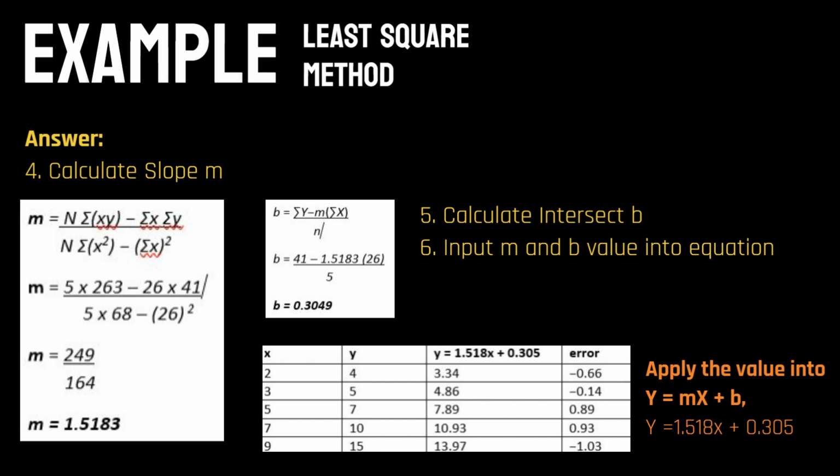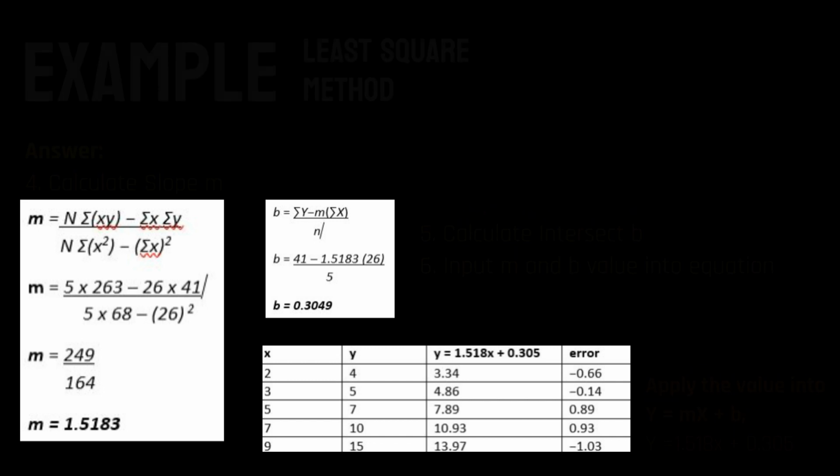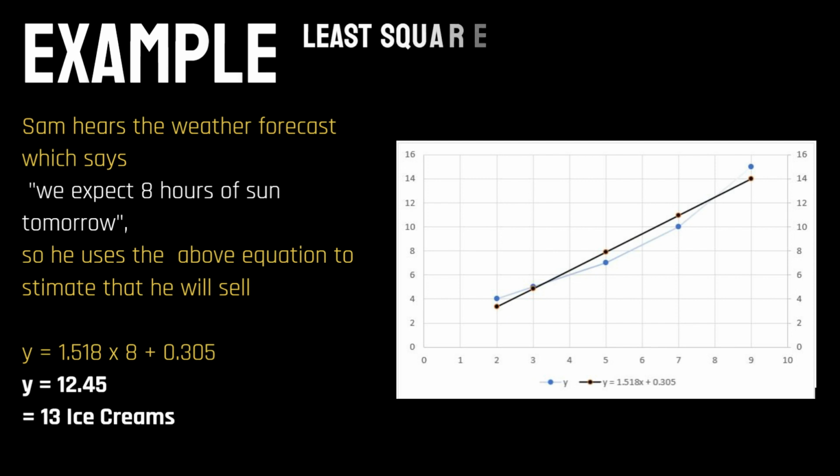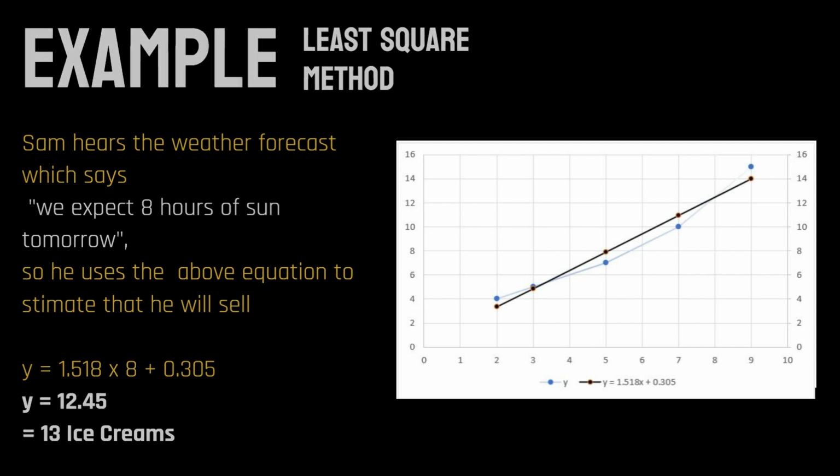From the equation, you will get a graph. Assume Sam is expecting 8 hours of sun. Then using y equals mx plus b, Sam will know he can sell 13 of y, or 13 ice creams. It's easy, right? Now you can solve many problems.